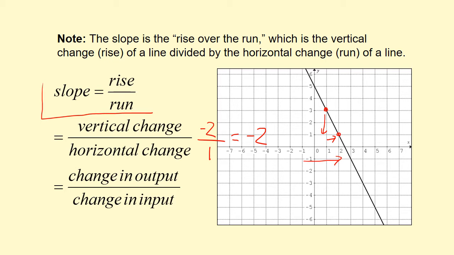Always as you move from left to right, you count how many up or down you need to go. If you go down, it's negative. If you go up, it's positive. And then you count how many you have to go to the right to get to that next point.